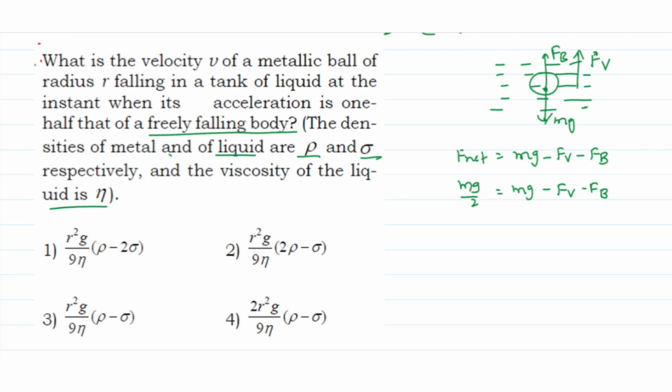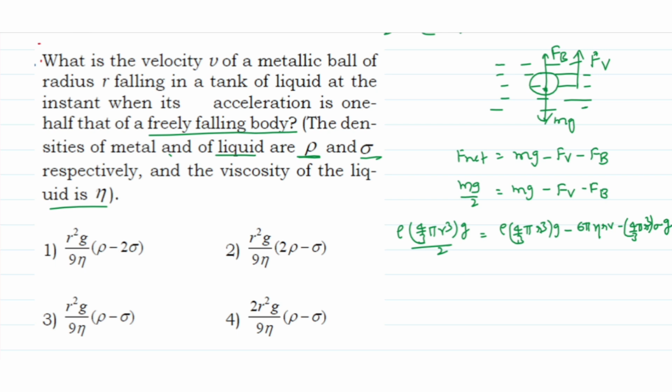Instead of mass, we write mass equal to volume into density, where the density of the body is rho. So rho into 4/3 pi r cube into g by 2 equals rho into 4/3 pi r cube into g, minus the viscous force acting on a spherical body, which is 6 pi eta r v, minus the buoyancy force, which is the volume of the immersed body 4/3 pi r cube into the density of the liquid sigma into g.